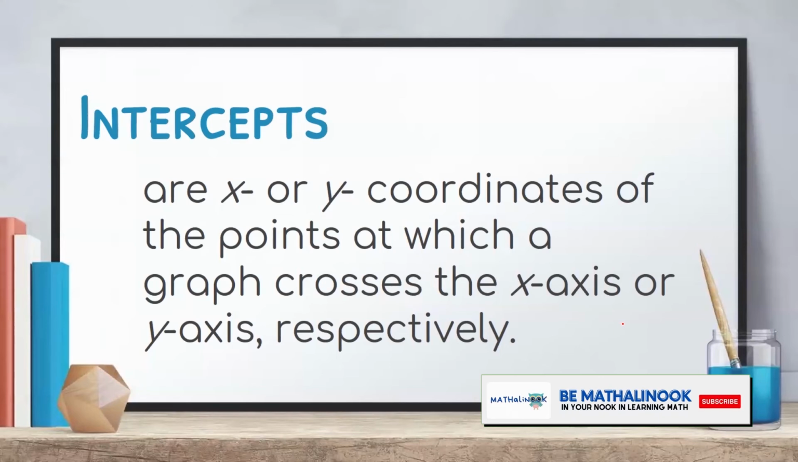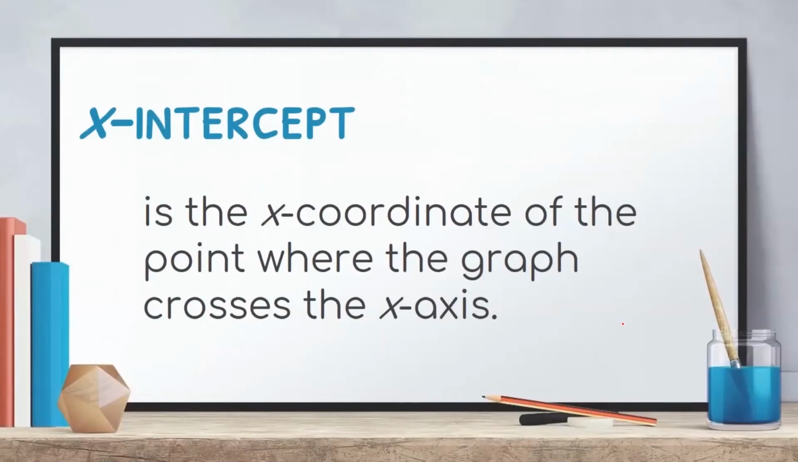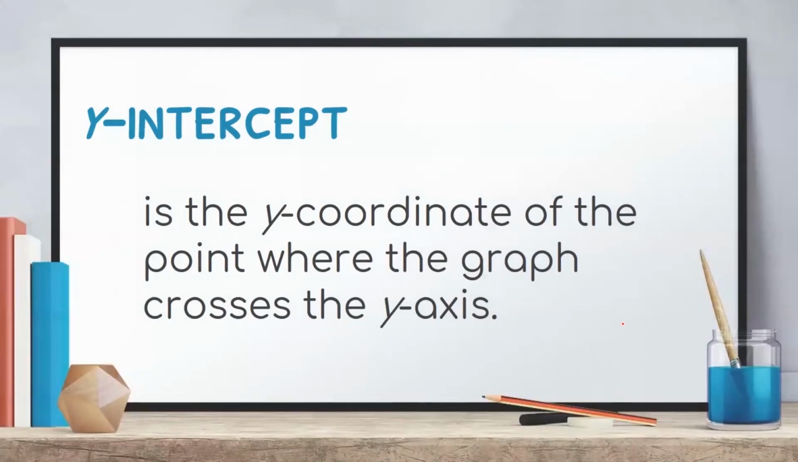Let us go to the intercepts of rational functions. When we say intercepts, these are the x and y coordinates of the points at which a graph crosses the x-axis or the y-axis respectively. Therefore, we have two intercepts, the x-intercept and the y-intercept. The x-intercept is the x-coordinate of the point where the graph crosses the x-axis, while the y-intercept is the y-coordinate of the point where the graph crosses the y-axis.